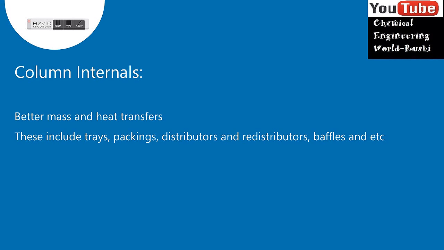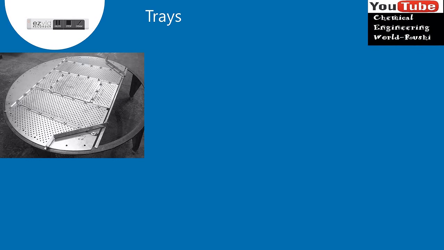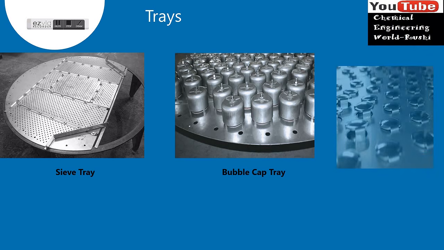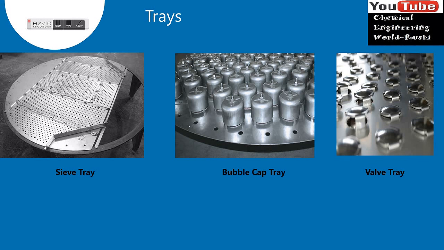The two main types of column internals discussed in this guideline are trays and packing. There are many types of trays or plates, such as sieve, bubble cap and valve trays. Packing, on the other hand, can be categorized into random and structured packing. In random packing, rings and saddles are dumped into the column randomly, while structured packing is stacked in a regular pattern in the column. If we talk about sieve trays then.